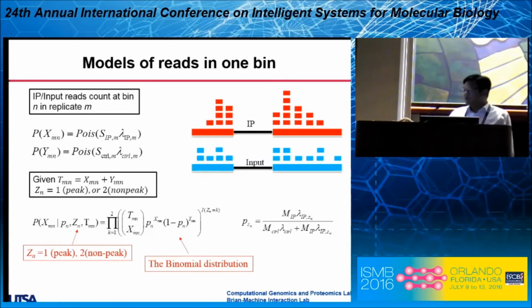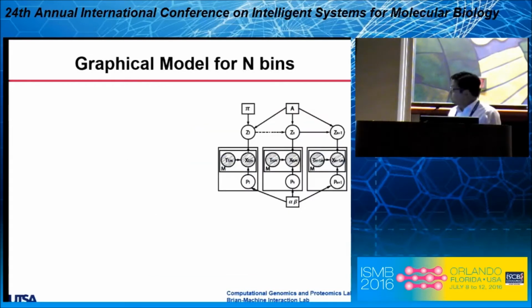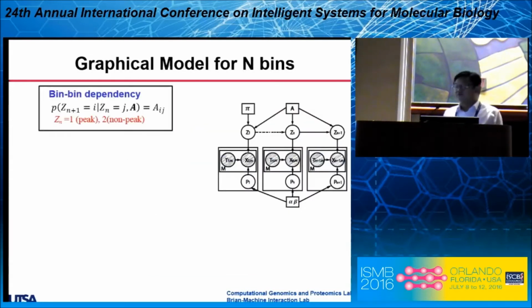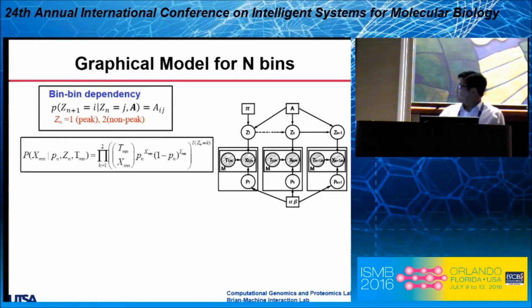And then, given the total reads from the input and IP sample, called T, the IP sample actually follows a binomial distribution. So we essentially now combine two models into one model. With this, what we do next is build the so-called graphical models to address these two problems. One is bin-to-bin dependency. So Z represents the methylation status or peak status. When Z is equal to 1, it represents a peak, otherwise it's not a peak.